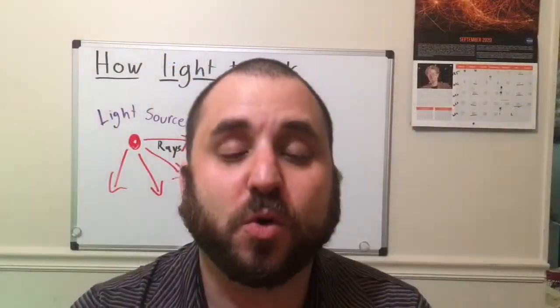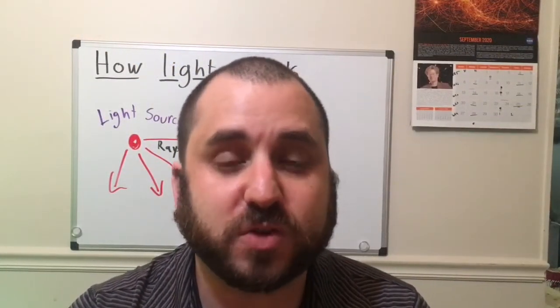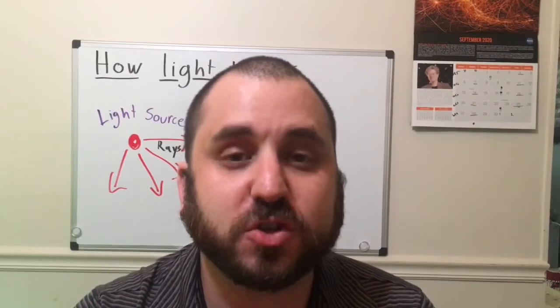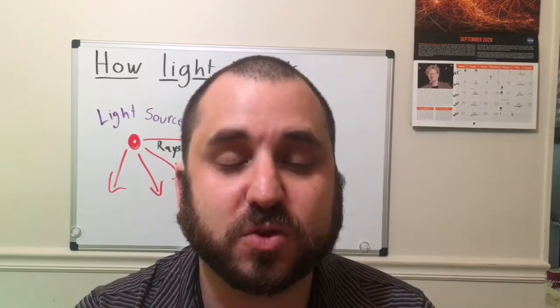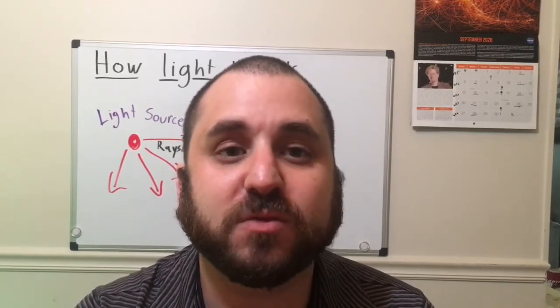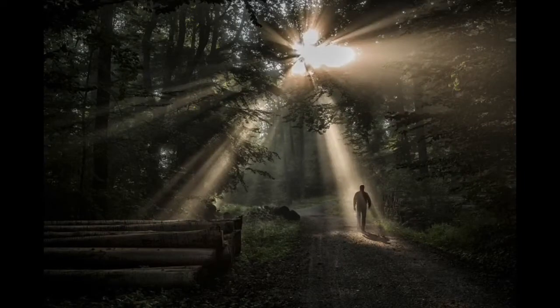Now, in order for us to see any of these sources of light, the light has to travel from the source to our eye. When it travels in that straight line from the source to our eye, we call that a ray. Maybe you've heard someone talking about a ray of sunshine. Rays are what we call light that travels in a straight line from the source to our eye.